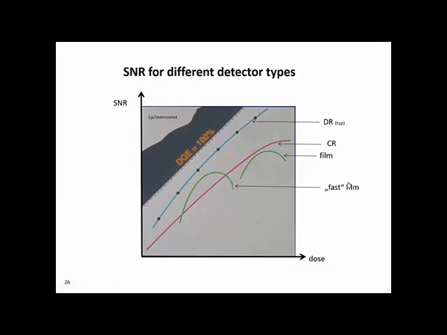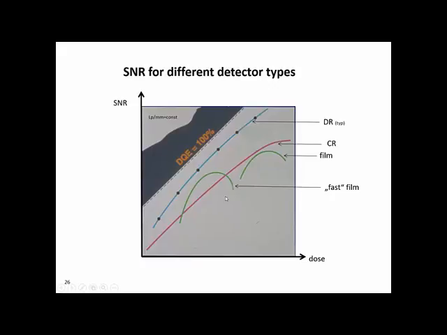This is a curve that is called the NEQ curve. It shows what happens to a detector in terms of signal to noise ratio over dose. So here on the horizontal line we can see the dose, on the vertical line we have a measurement for, so to say, image quality in terms of how grainy, how noisy the image is. The higher the better. The green curves describe what happens on conventional film.